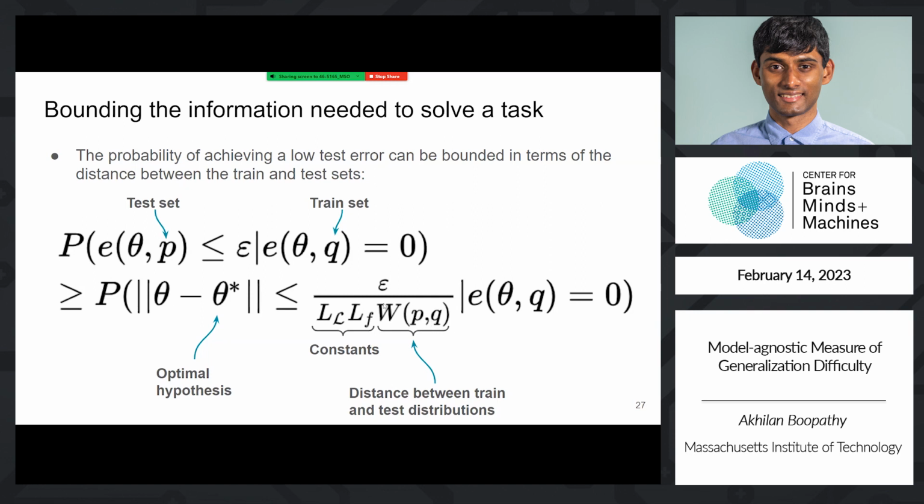Similarly, in the denominator, there's this expression WPQ, which is the Wasserstein distance between the training and test distributions. And that's just some measure of distributional distance between these two distributions. Now, if our training and test distributions are really close together, then this WPQ term will be very small. And so that makes this radius quite big. And that again says that it's easy to generalize because we can easily land within this radius ball of theta star. And that guarantees good generalization.